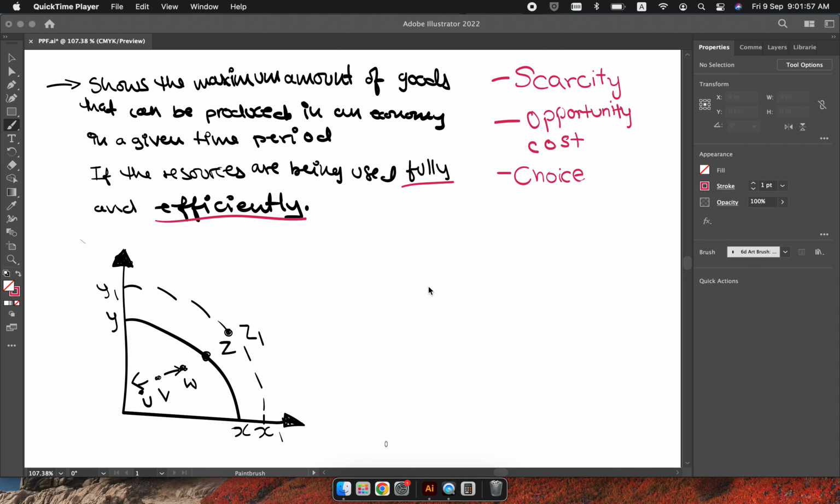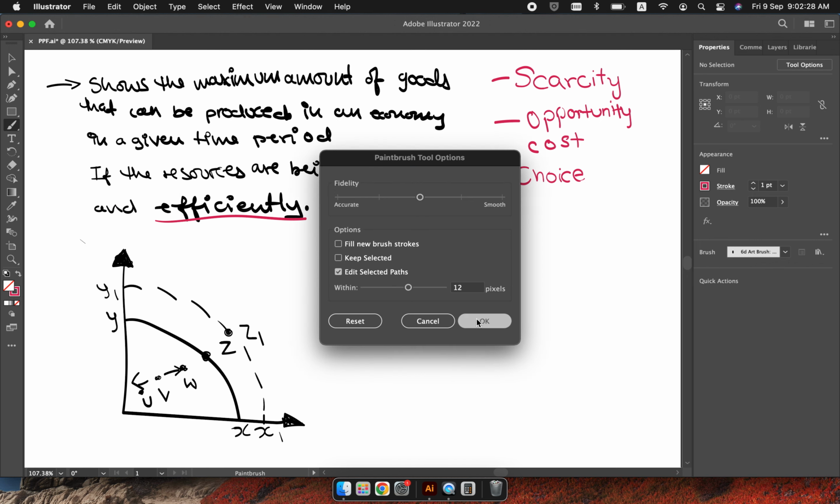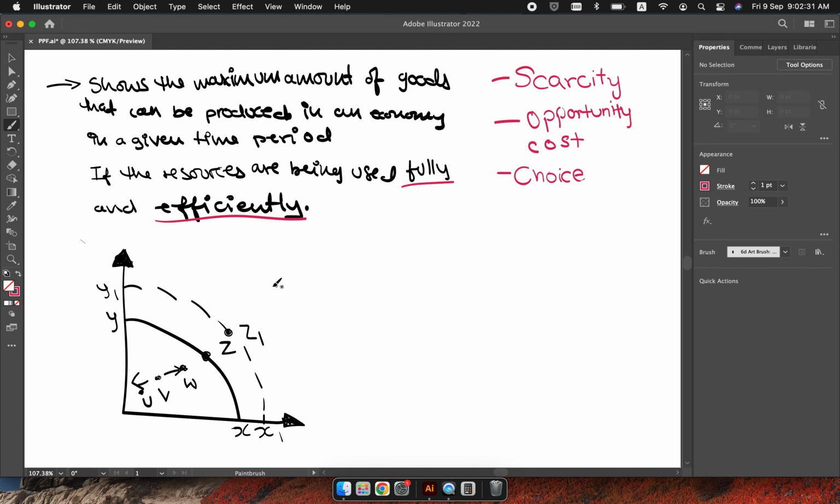So first off, what is a production possibility curve? Well, a production possibility curve shows the maximum amount of goods that can be produced in an economy in a given time period if the resources are being used fully and efficiently. Now, the production possibility curve, as I've drawn here, shows concepts of scarcity, opportunity cost, and choice, all of which I've discussed in my previous videos. So if you don't know what they are, I suggest you look at those videos first.